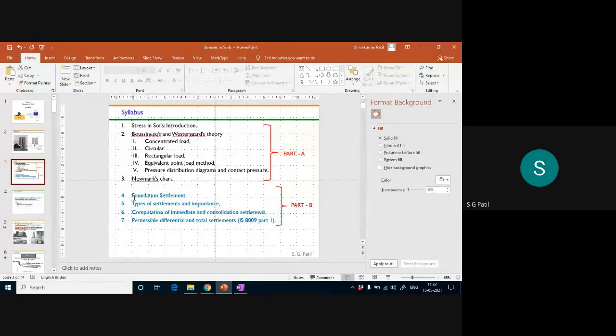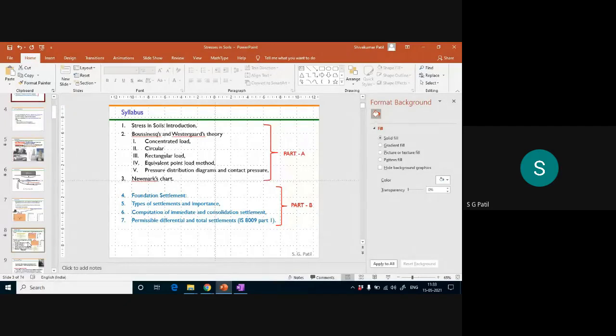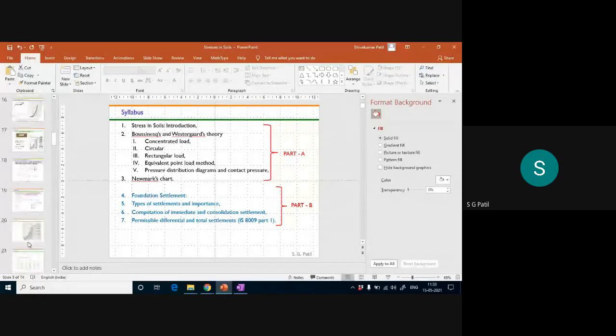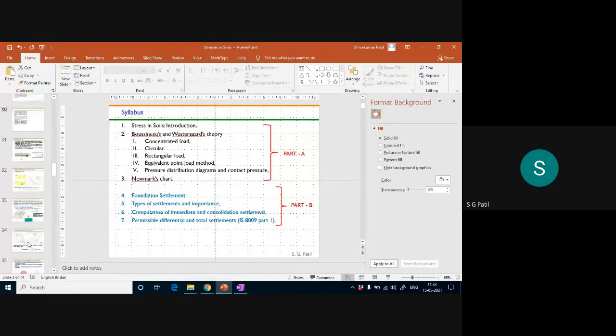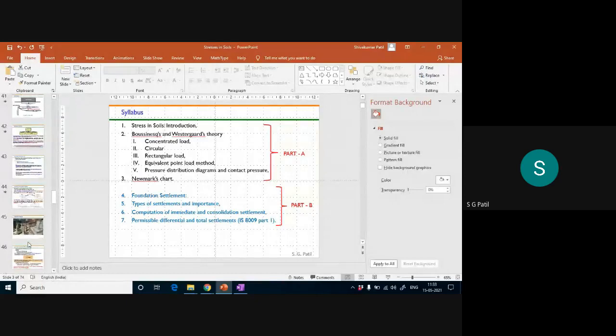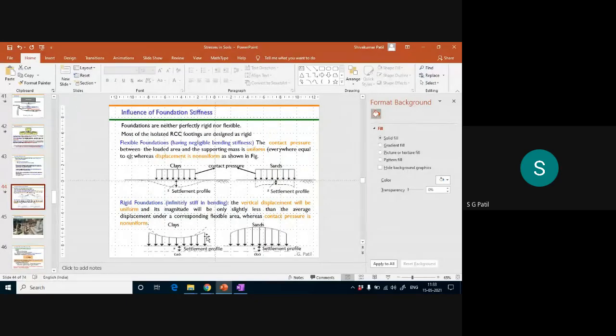And also we have seen how to find out the settlements, for example immediate settlement. Till here we discussed it in our previous class, right? Whatever these settlements are, they are dependent on your footing stiffness as well as the type of soil.